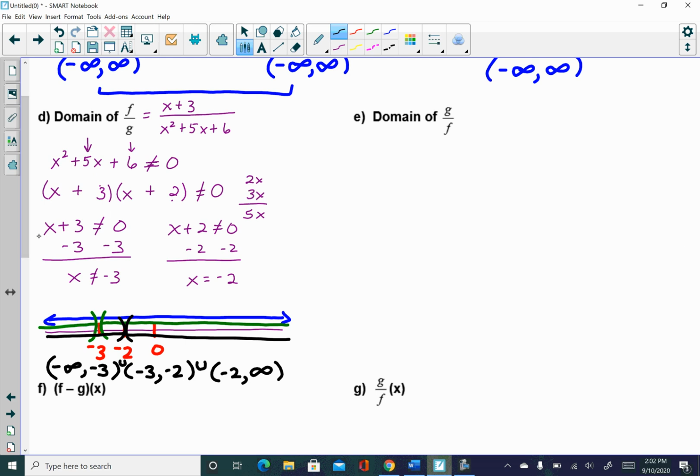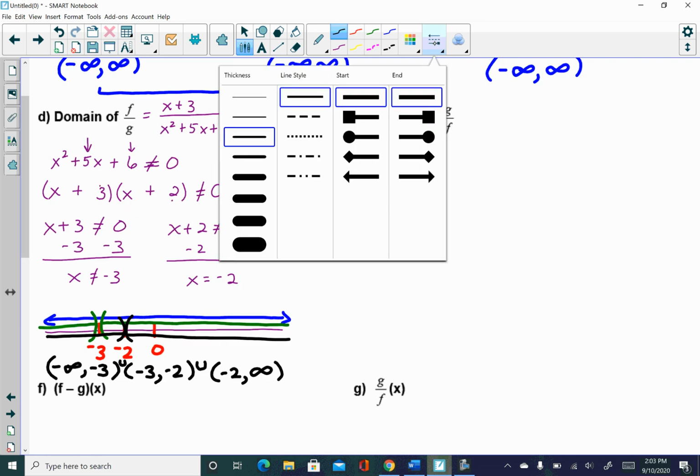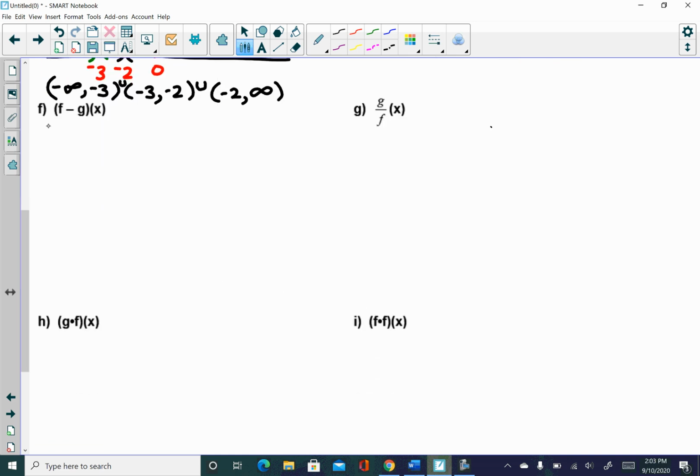Let's look at letter F. In letter F, it wants us to find f minus g of x. So remember, f minus g of x just means f of x minus g of x. Let's use brackets. So in place of f of x, let's put in the f of x function. So that's x plus 3. In place of g of x, I'm going to use brackets and put in the g of x function, x squared plus 5x plus 6.